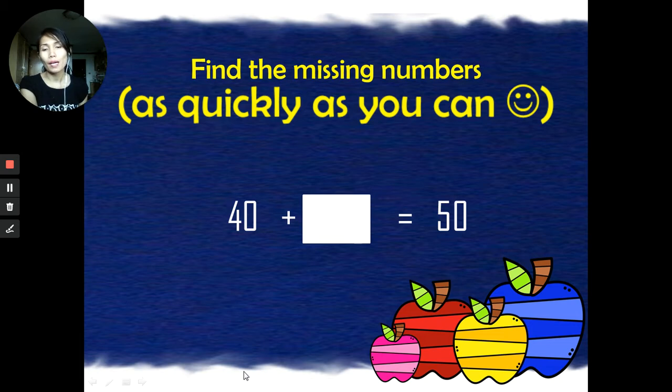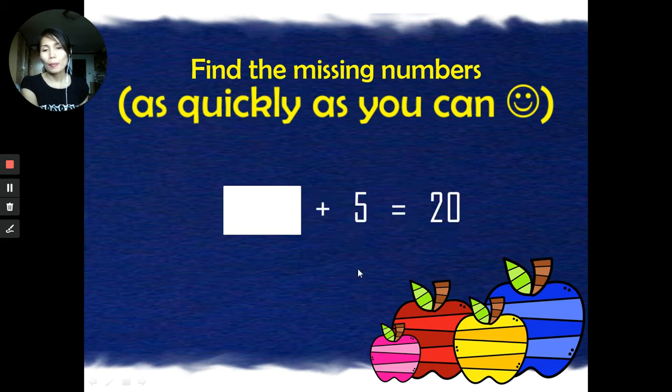Okay, 40 plus blank equals 50. Remember, 50 is the greatest number here, so that means you will minus. Okay, so 50 minus 40 equals 10. But without doing the inverse, it's pretty obvious what is missing. 40 plus what equals 50? It's 10.